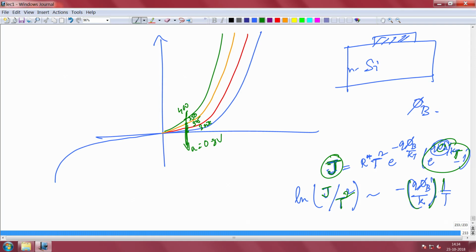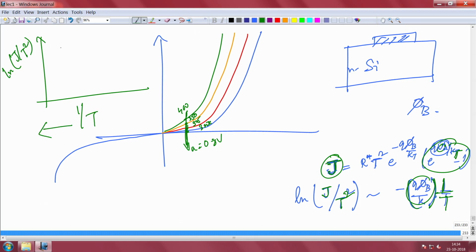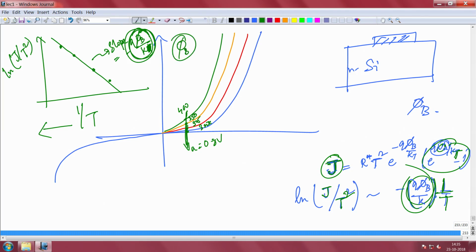If you plot it with respect to 1 by T, because this is the relation, then you will get a slope like this. What I am saying is that if you plot log of J by T square versus 1 by T, so that means temperature is increasing this way, then these data points fit like this. It will be a straight line, and the slope of the straight line will be minus q phi b by k. Actually T will not be there, sorry, it is minus q phi by k, so there is no T here. From minus q phi by k you can find out the Schottky barrier height phi b. Sometimes of course you want to keep the VA also, so it will be minus VA like this. So from there you can find out the slope.